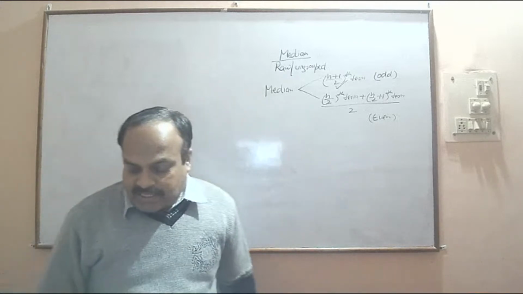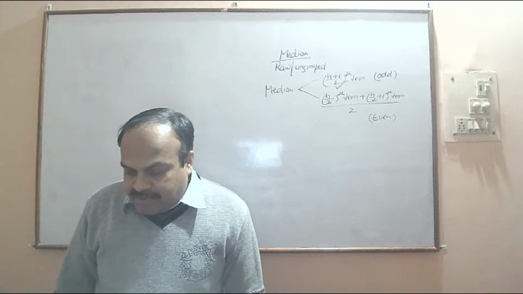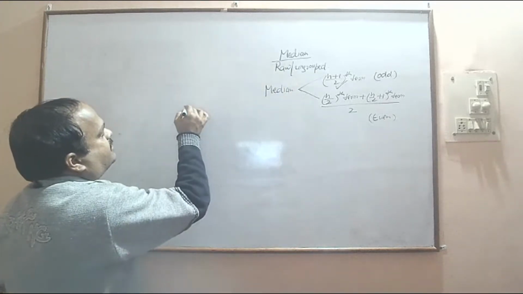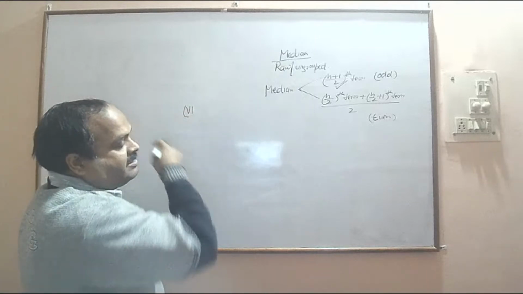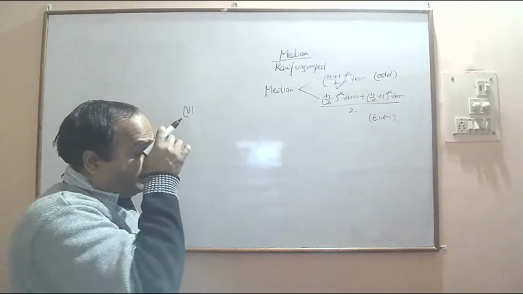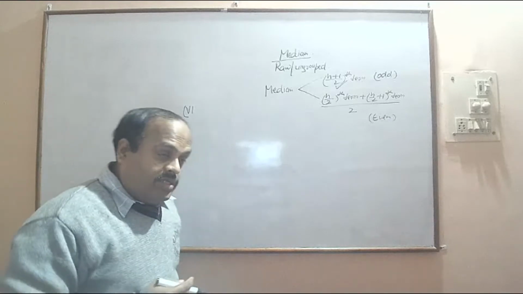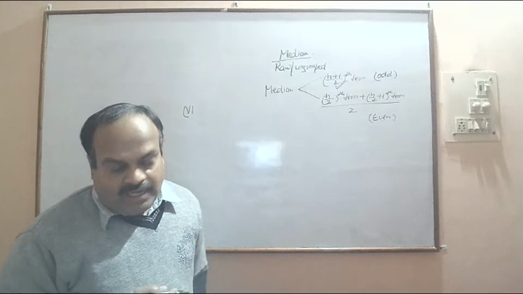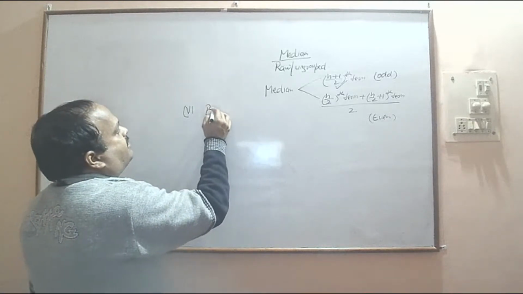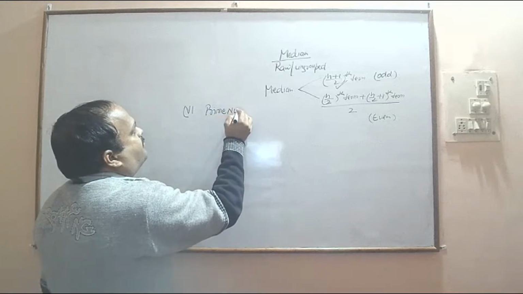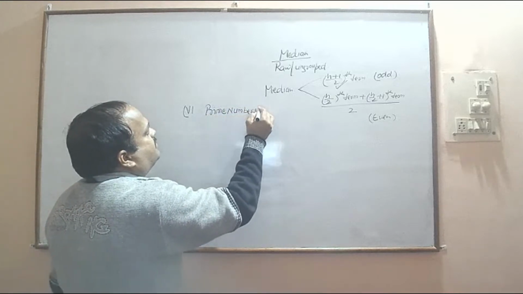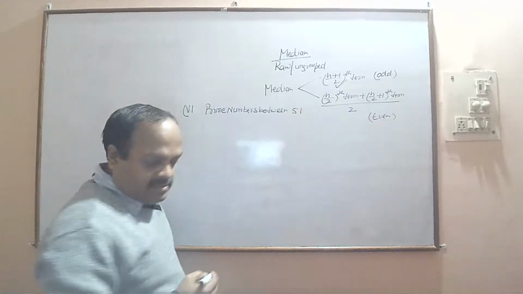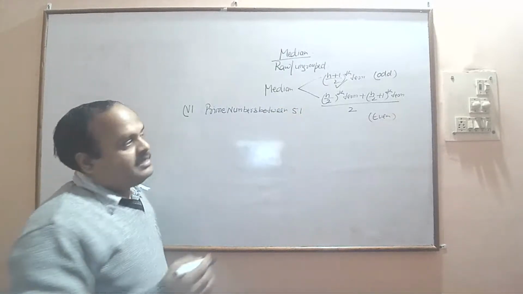What we have in this sixth part of question number 1: prime numbers between 51 and 80. We have to get the median of the data which involves the prime numbers between 51 and 80.